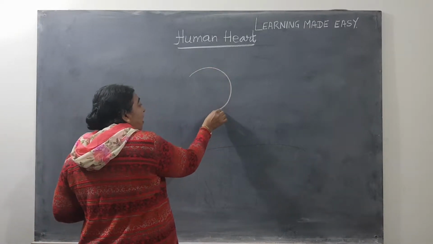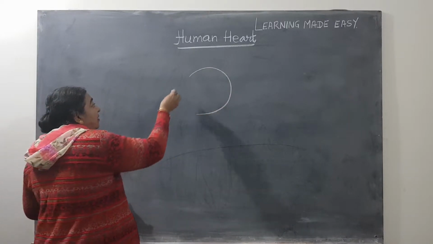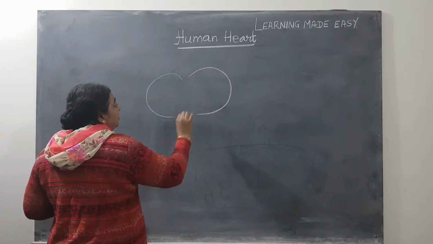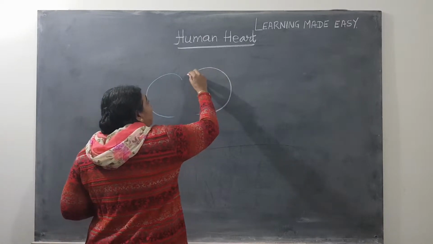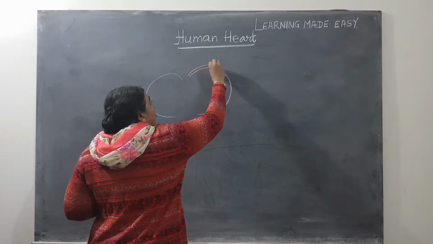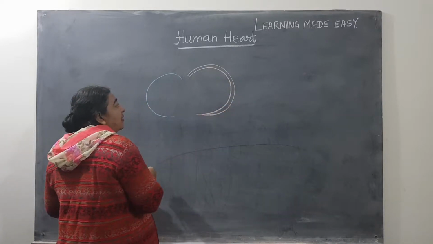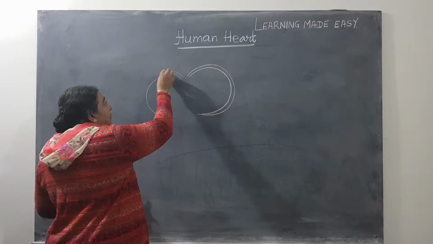Auricles are the upper part of the heart and are thin walled structures which receive blood from the lungs on the left side and from the body on the right side.